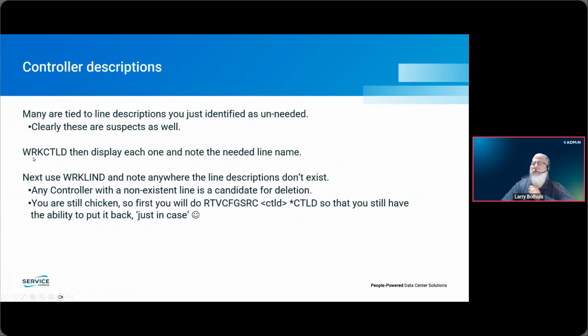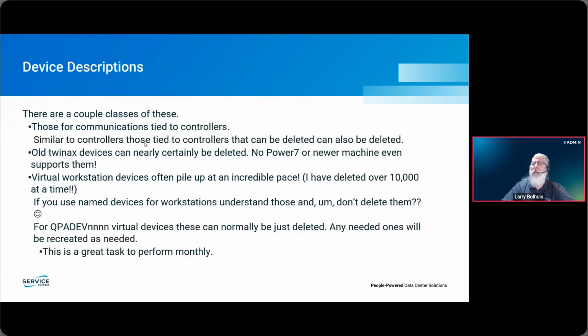Controller descriptions are really the same. If you just go through the list, and if the line they attach to is gone, the controller can be gone. Most of the time, if the controller is varied off, you probably don't need it. If it's varied on and active, then that's probably doing something useful, so be aware of that. For devices, there's ones for communications that tie to controllers, and that's similar there. So if those controllers are gone, make the devices go away as well. Twinax devices, if you have a Power 7 or newer, you can't even have Twinax, so just make them go away. The potential exception there is if you have a printer that you're using just to hold the output queue. You might be careful of that.